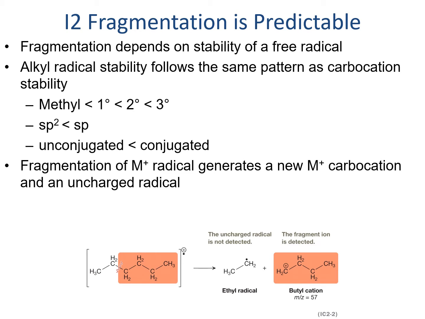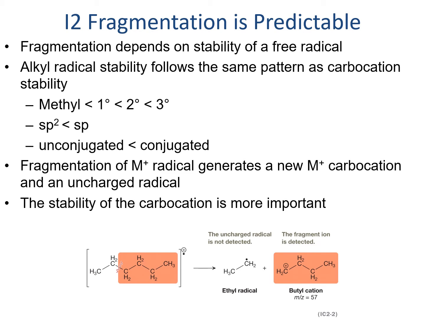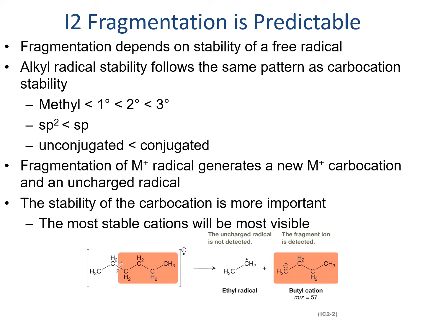Whenever we have a mass plus peak, it's going to generate new mass plus carbocations and uncharged radicals as it fragments. In this case, the stability of the carbocation is much more important to the overall stability. They're both still important, but the carbocation means more. That's also good news because you already know a lot about carbocation stability. And again, the most stable cations are the most visible, so our largest peaks come from the most stable cations that can be formed.